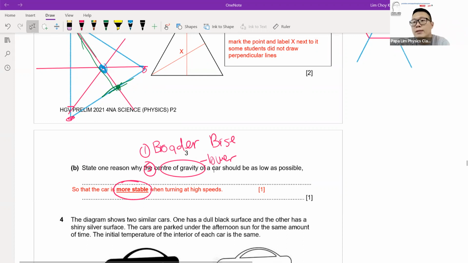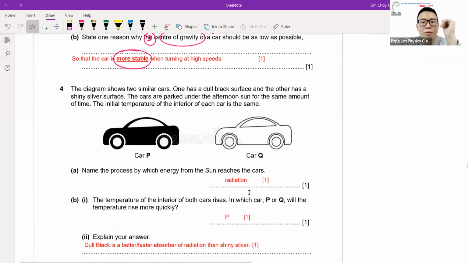So these are the two important factors when we talk about stability, not CG. For the object to be stable, the CG has to be low and the base has to be broad. These are the two main factors that we look at.